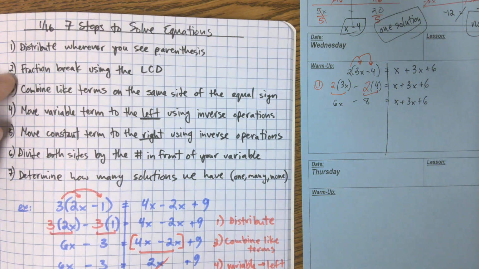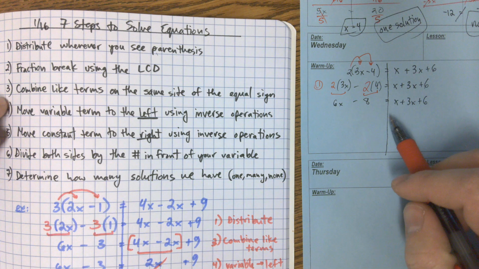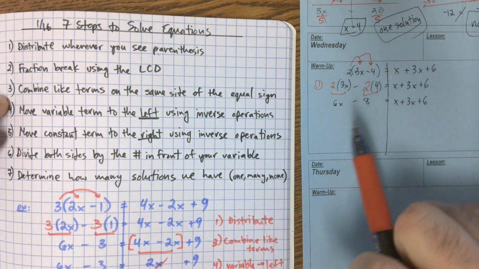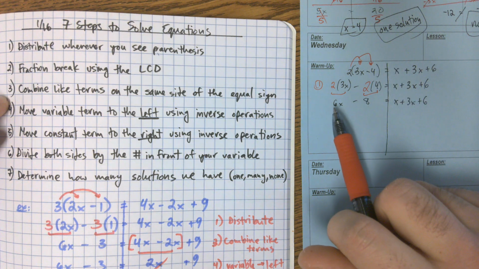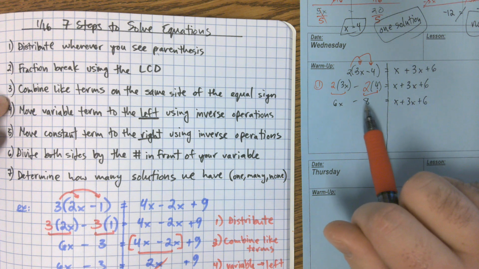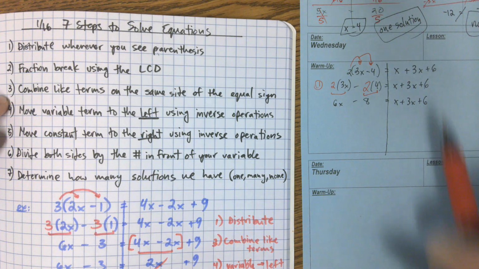Now step 2 says I need a fraction break. I don't see any fractions here that I want to break up, so I can skip step 2 and go to step 3. Combine like terms on the same side of the equal sign. Well, let's start with the left side. I've got a variable term here with my x and a constant term here with no x. Can't combine those. Let's go over to the right side.